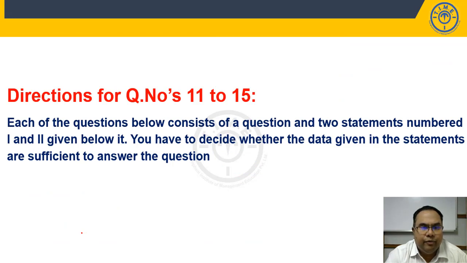Directions for 11 to 15. Each of the questions below consists of a question and 2 statements numbered 1 and 2. You have to decide whether the data given in the statements are sufficient to answer the question. So basically these 5 questions are based on data sufficiency.